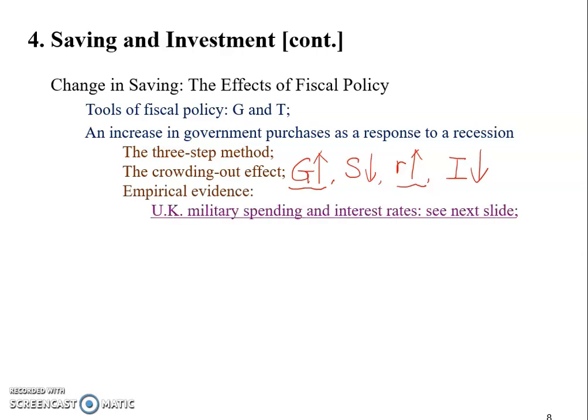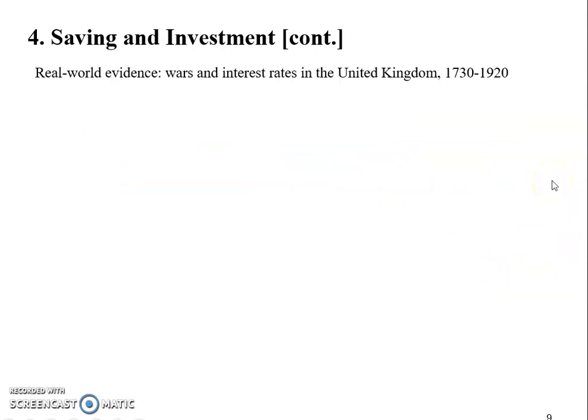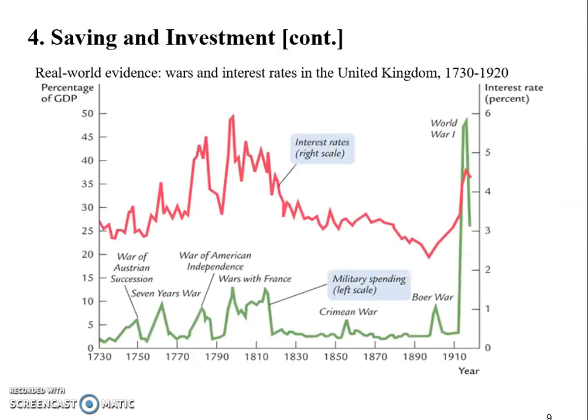Now, let's check out the historical military spending of the United Kingdom and its interest rate. The sample period is between 1730 and 1920. All right, you see two curves on this figure. The red one is the interest rate, and you're supposed to look at the right-hand axis. And the green one is military spending. You're supposed to refer to the left scale.